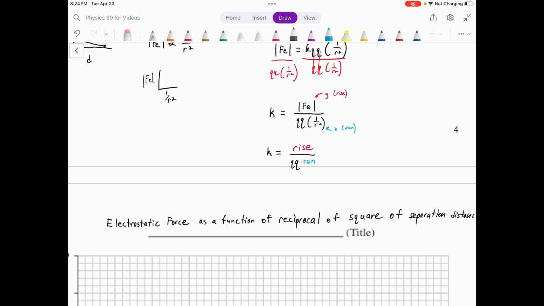And rise over run, that's just slope. So we could think of this as 1 over q q times the slope, right? Or slope divided by the two charges.